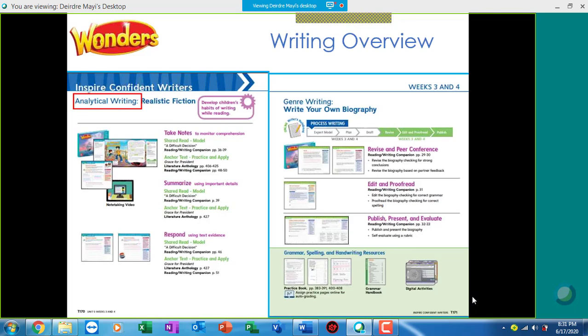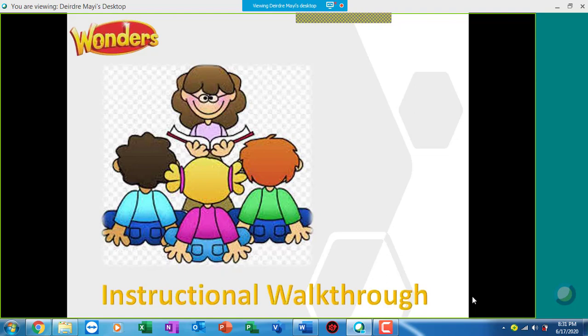But you'll also want to note that students will also be engaging in genre writing. Students will go through the entire writing process. Again, your curriculum map will tell you how this will happen, how many days over which it will happen, but in a bit, I'm going to share with you the tools that you will have for helping support students' genre writing. We'll now go into the instructional walkthrough.